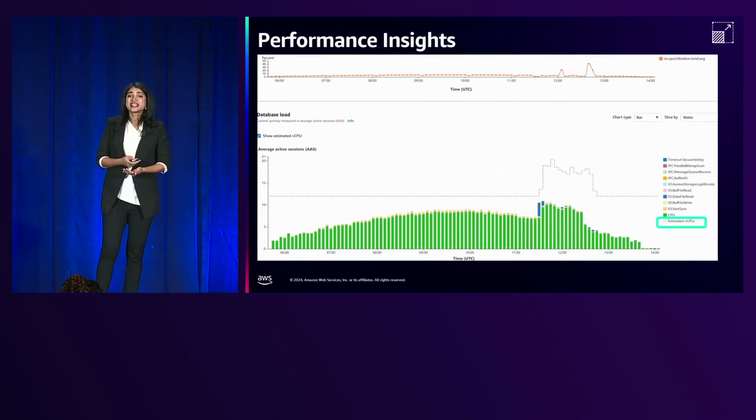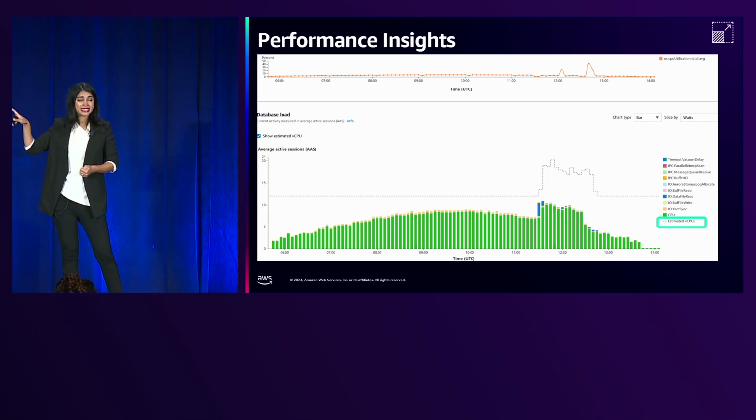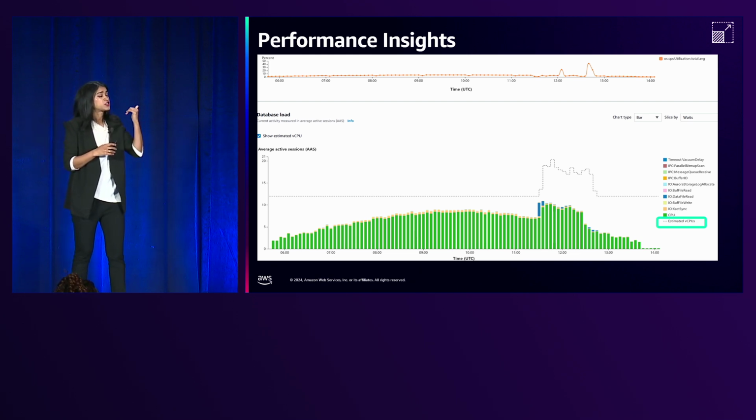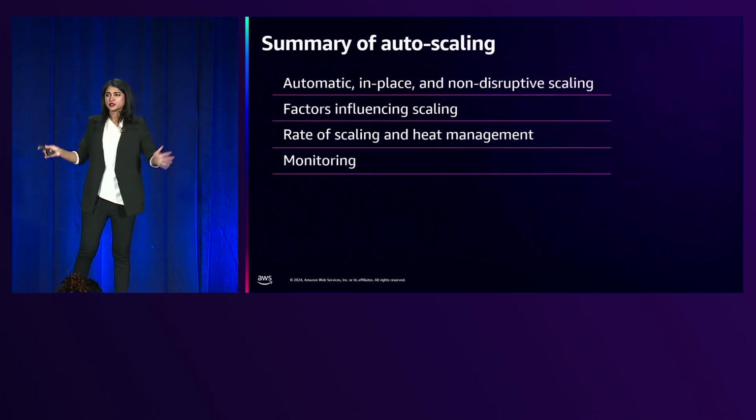Now, Performance Insights is another feature that we offer. It gives you a simple yet powerful tool for performance debugging. For serverless, what you want to be monitoring is the dotted black line that you see, which is the estimated vCPU. This will help you determine if you need to increase your max ACU, if you need to give your database more resources.